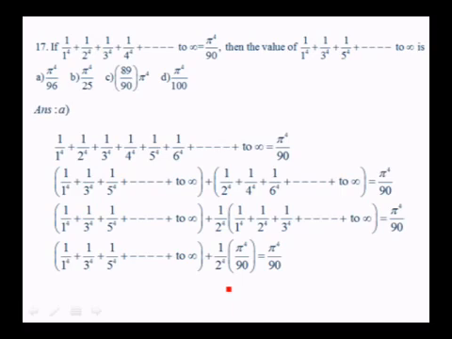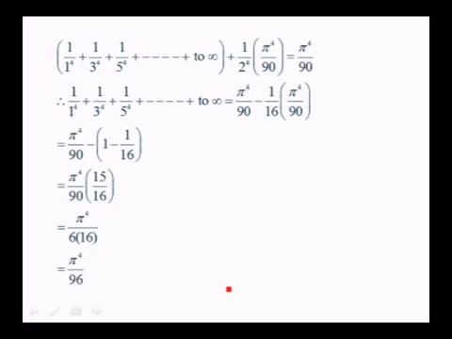But he has given that 1 over 1 to the power 4 plus 1 over 2 to the power 4, 1 over 3 to the power 4 etc. up to infinity is pi to the power 4 by 90. So substitute pi to the power 4 by 90 there. If you transfer that to the right hand side, it is pi to the power 4 by 90 minus 1 by 16 pi to the power 4 by 90. So on simplification, you get pi to the power 4 by 90 into 1 minus 1 over 16, so it is into, not plus, pi to the power 4 by 90 into 15 by 16. On simplification, you will get the answer to be pi to the power 4 by 96.